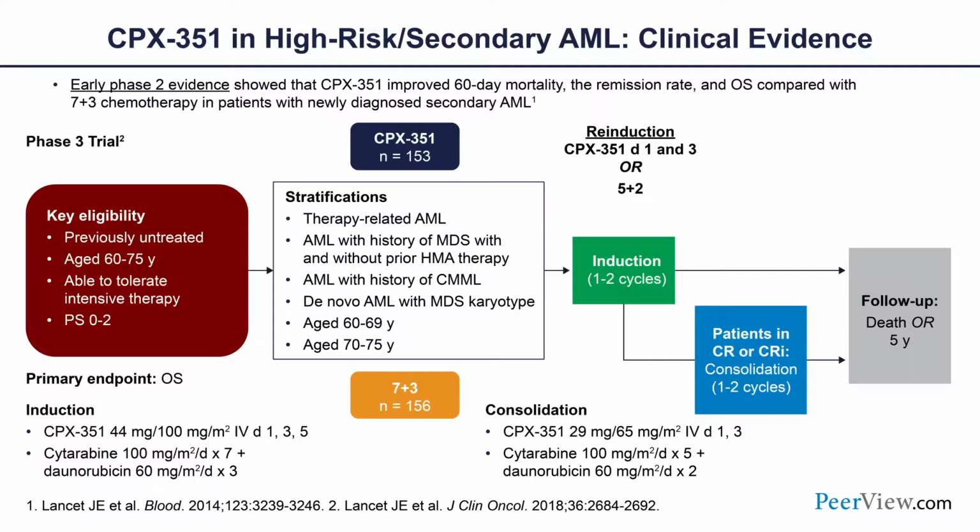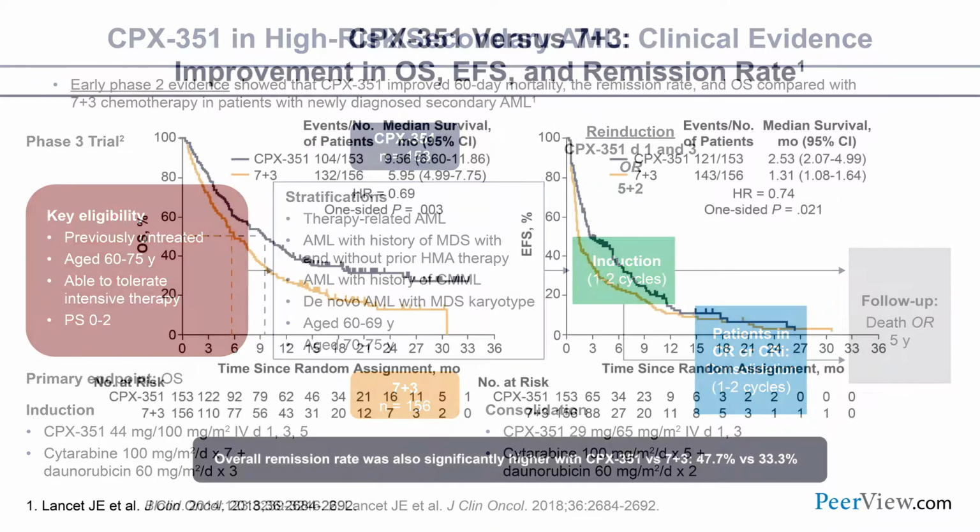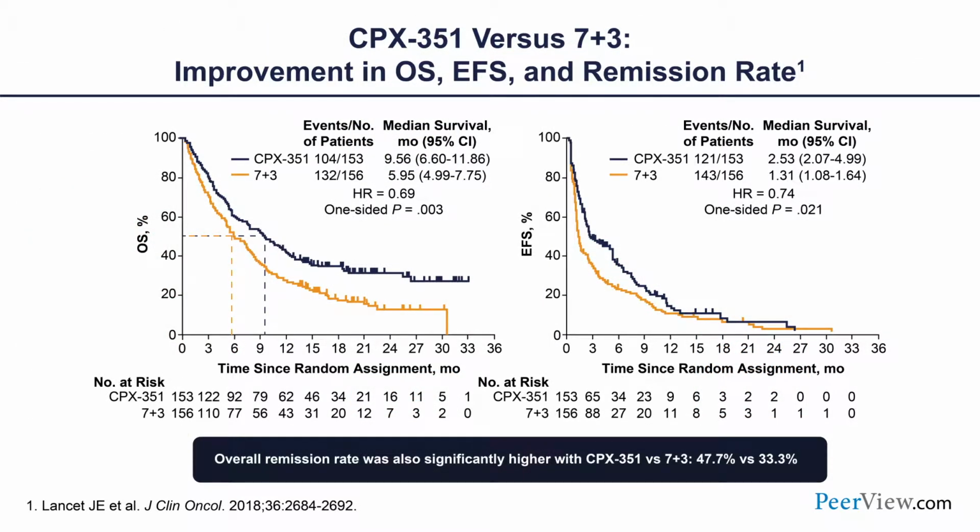This led to the development of a large phase 3 study in older patients with high-risk disease. In this phase 3 trial, CPX-351 was tested against 7+3 in patients aged 60 to 75. This patient population was previously untreated and was eligible to receive intensive therapy. These results are now published, and as you can see here, the use of CPX-351 improved the overall survival among this high-risk AML patient population, with a median overall survival of 9.56 months compared to 5.95 months with 7+3. CPX-351 was also associated with improved event-free survival.